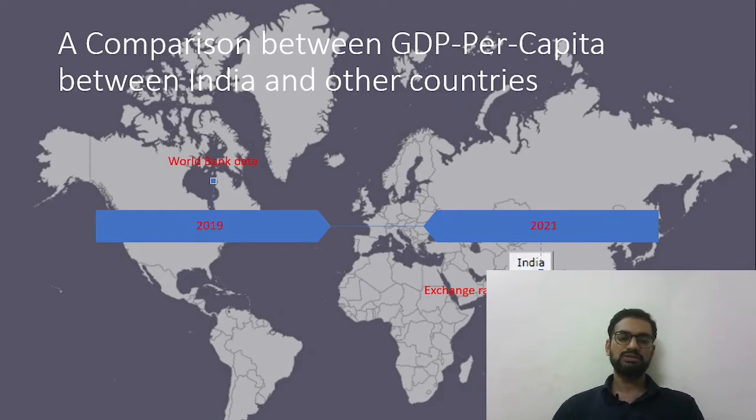The data that we have taken is the World Bank data 2019, and the exchange rate that has been taken is 2021. $1 is equal to 73.26 rupees.